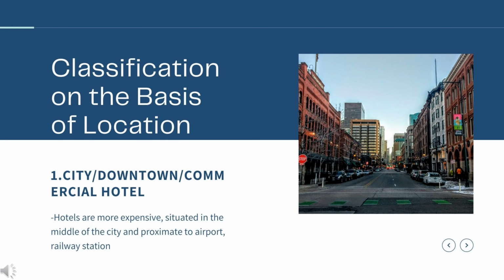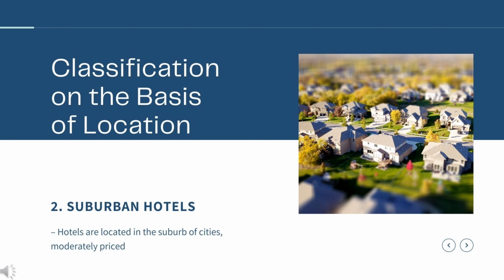Now let's move to classifications on the basis of location. Number 1 is city, downtown, commercial hotel. Hotels are more expensive, situated in the middle of the city and proximate to airport and railway station. For number 2, suburban hotels. Hotels are located in the suburbs of cities and moderately priced.